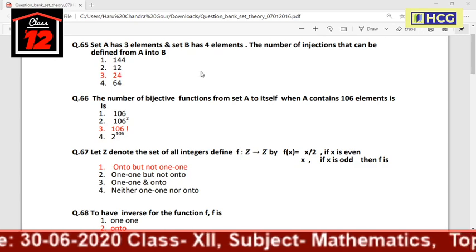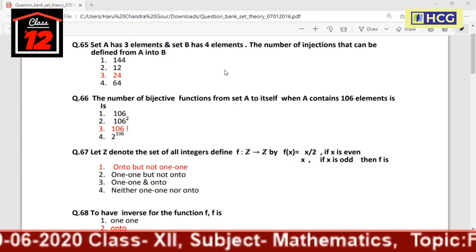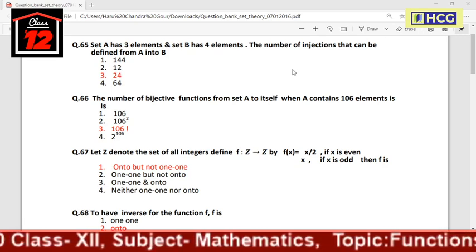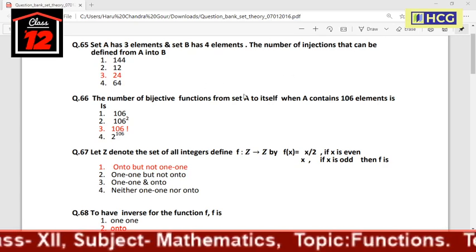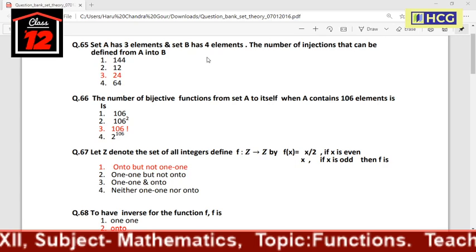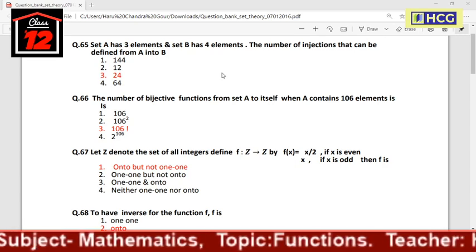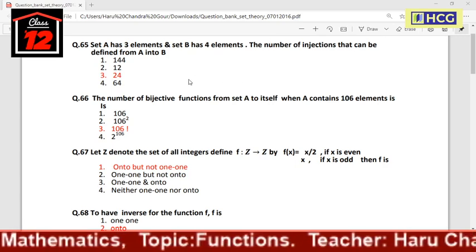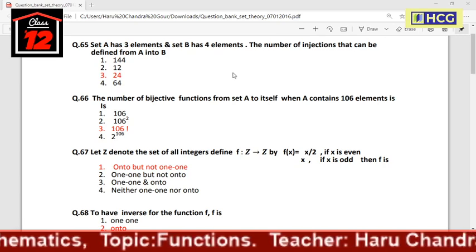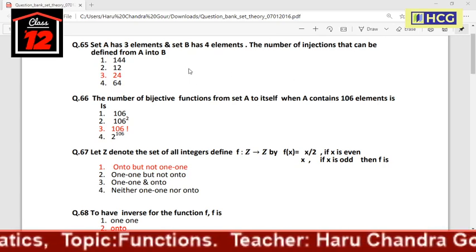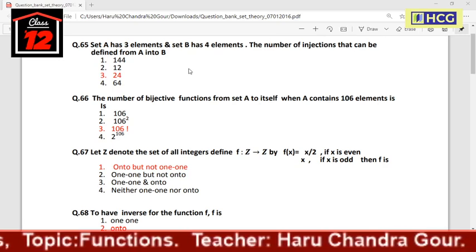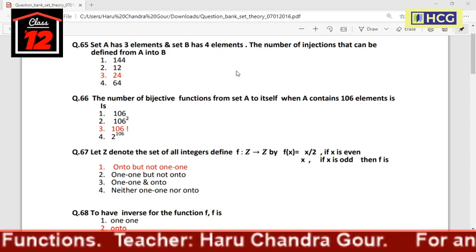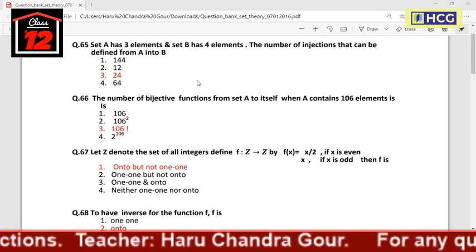Next, question number 66. The number of bijective functions from a set A to itself when A contains 106 elements is. Now from the chapter permutation and combination, the number of all permutations over n numbers is n factorial. So the number of bijective functions is 106 factorial. The number of all bijective functions from a set A into itself is n factorial. So here A contains 106 elements, so the number of bijective functions is 106 factorial.